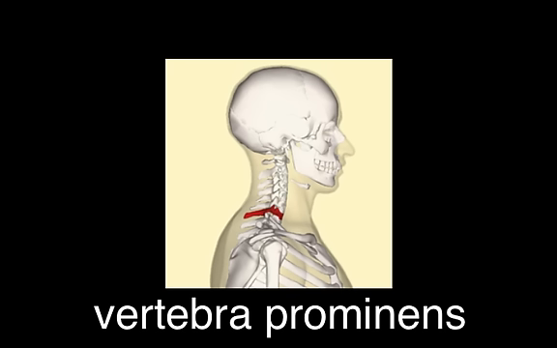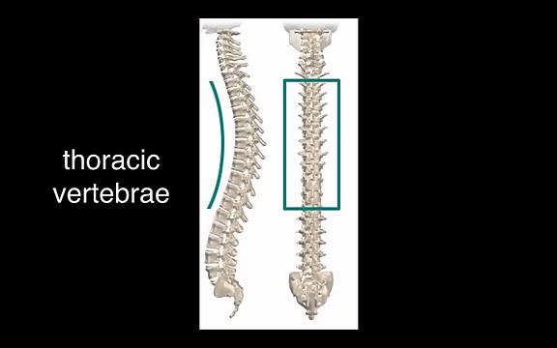Its spinous process is the largest projection you can feel at the base of your neck. C7 looks a lot like the thoracic vertebrae, except that it still has the transverse foramen that only the cervicals have. There are 12 thoracic vertebrae numbered from T1 to T12.